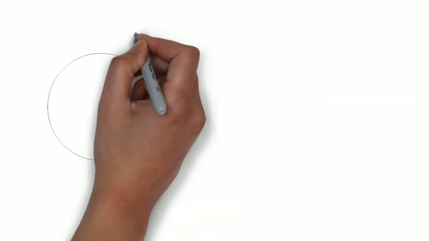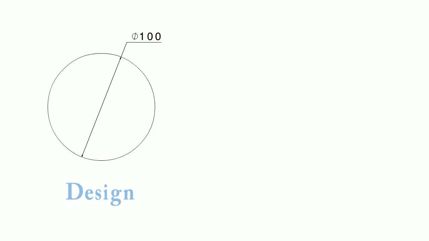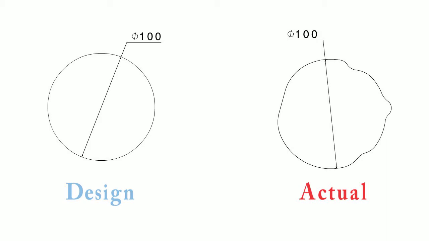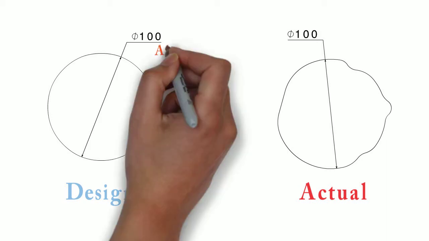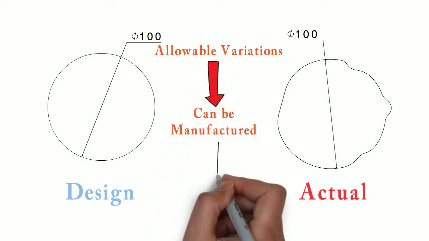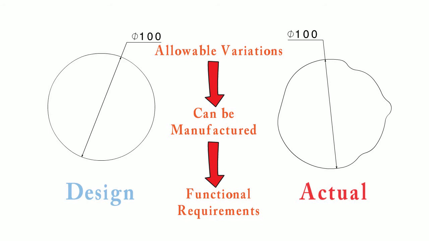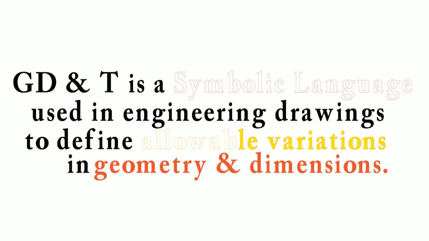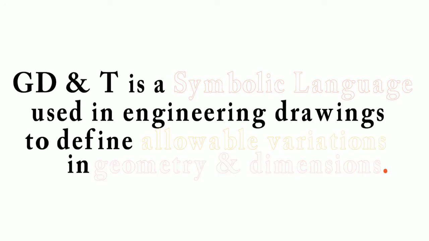You can design any part in CAD and make its drawing, but while manufacturing, it's not possible to get the exact part or dimension as per drawing. So, there should be some variations in dimension so parts can be manufactured, and also it will satisfy our functional requirement and will give some freedom to the manufacturing department. So I think from today onward, if anybody asks you what is GD&T, you won't just say geometric dimensioning and tolerancing. It is a symbolic language to define allowable variation in geometry and dimensions.